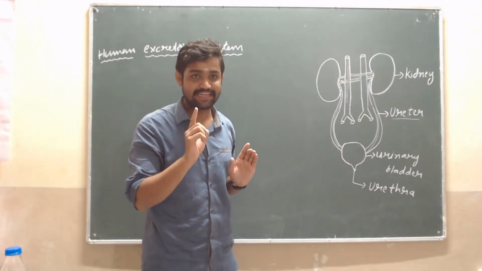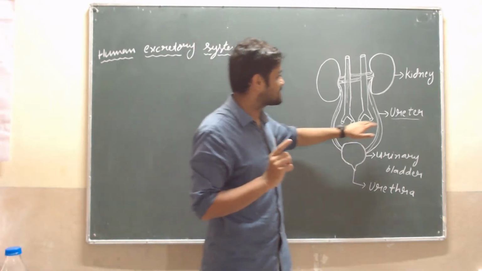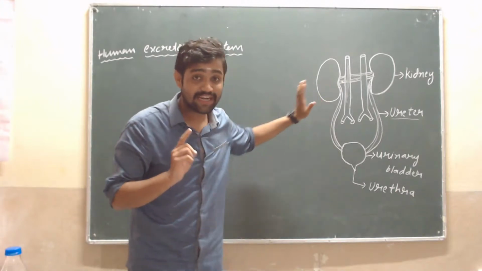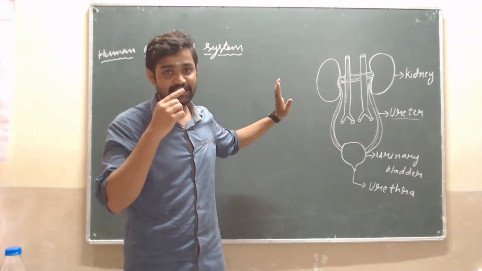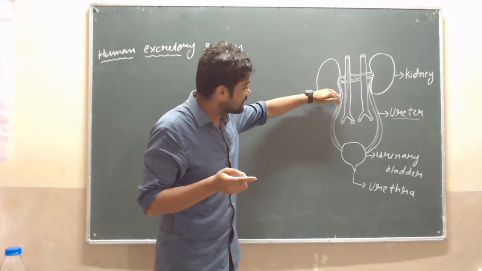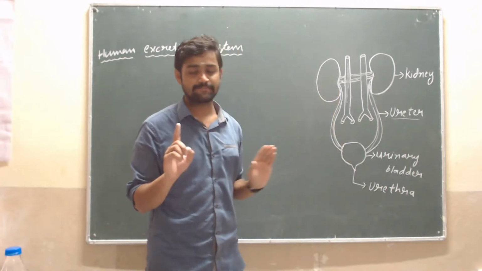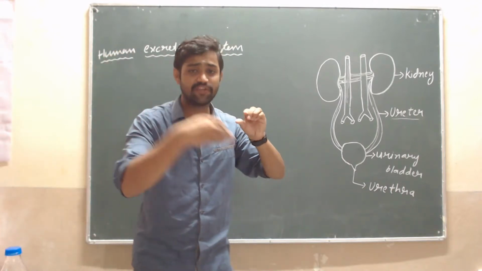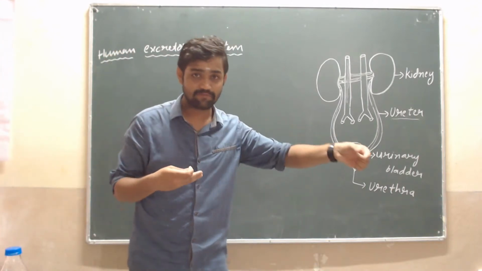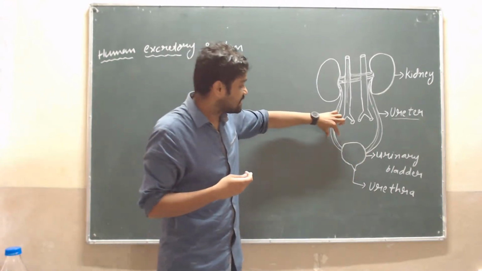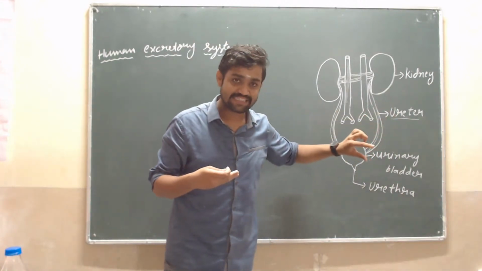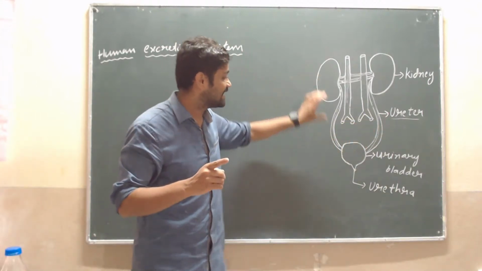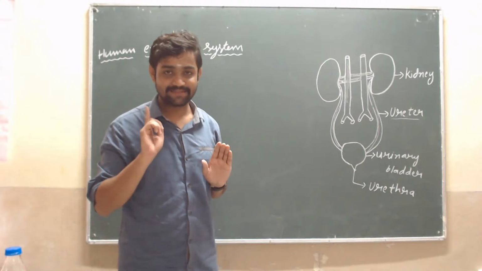Are you getting my point? Yes, it's very easy. Then what is the function of the ureter? It easily passes urine, the waste particles that are separated, and that urine is passed to the urinary bladder. That is the main function. Like a pipe, it is the passage of urine. Just as we use a pipe for water, these ureters are pipe-like structures used for the passage of urine from the kidney to the urinary bladder.